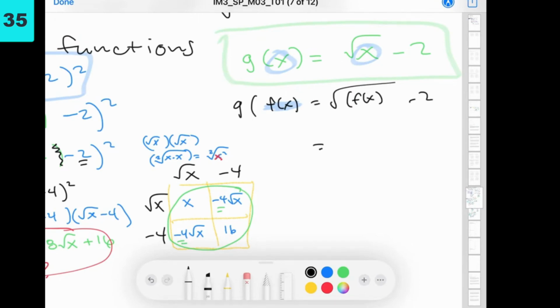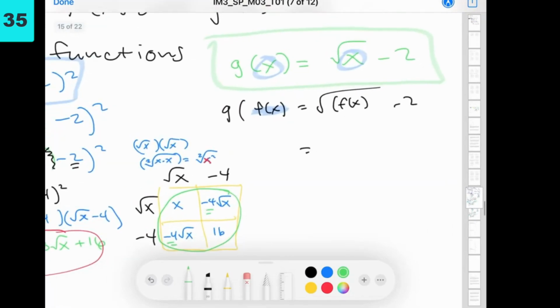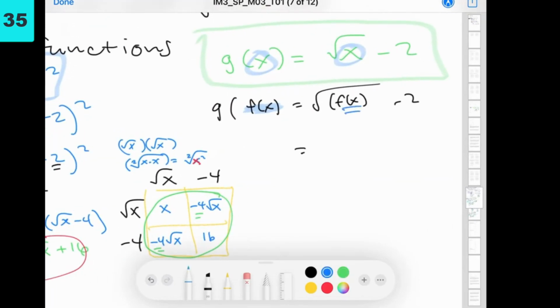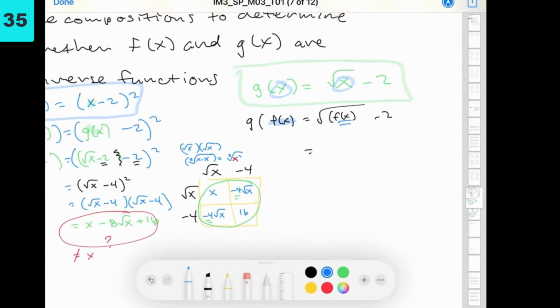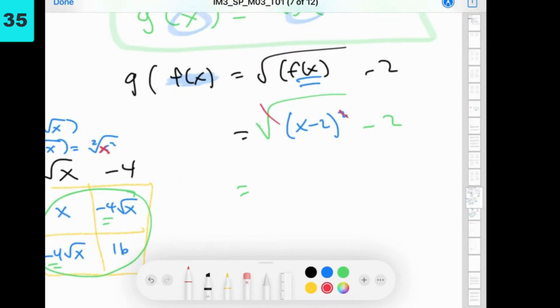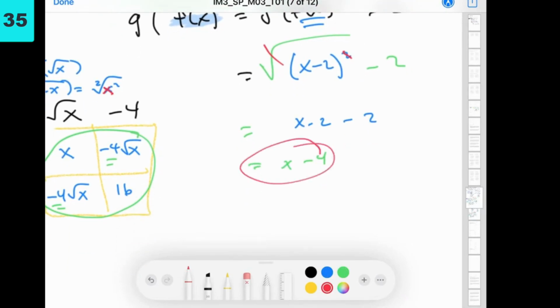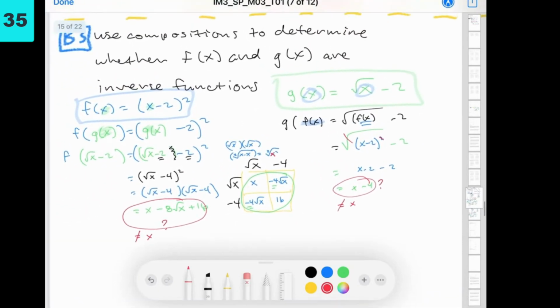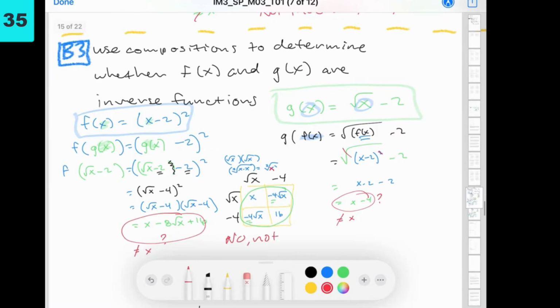So f of x in blue there is x minus 2 squared, and all that is square root minus 2, and so these are opposites. These will cancel. So you're just left with x minus 2, and you'll get x minus 4. The question is, is this equal to x? And the answer is no, it's not. So no, not inverses.